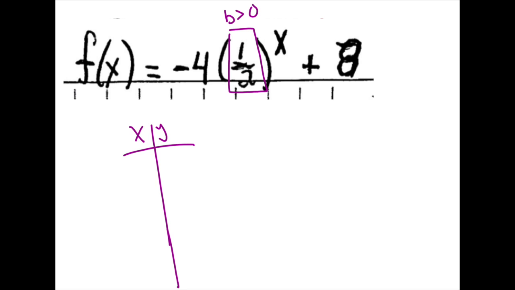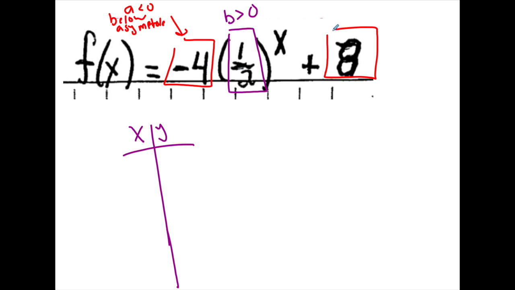Remember our usual observations here that we make. With -4, a is less than 0, so that means we should be below the asymptote. And remember, this 8 is special when it comes to the asymptote. I know it was originally a 7, but I had to make it an 8 to make it just a little bit nicer. Hopefully you saw that it was an 8. So let's start to plug some stuff in. Oh, and also, one last thing: b is between 0 and 1.